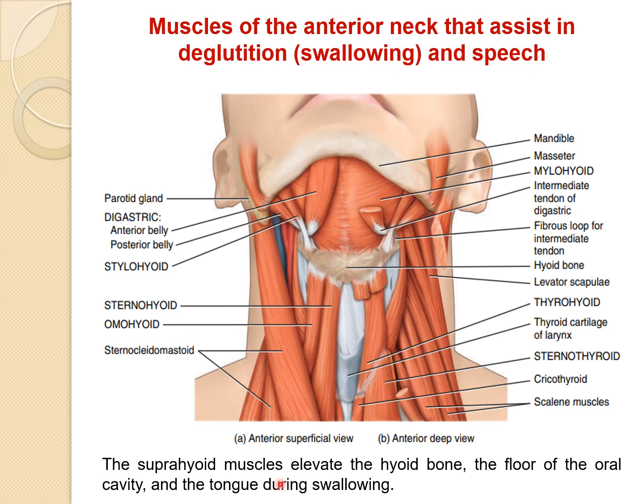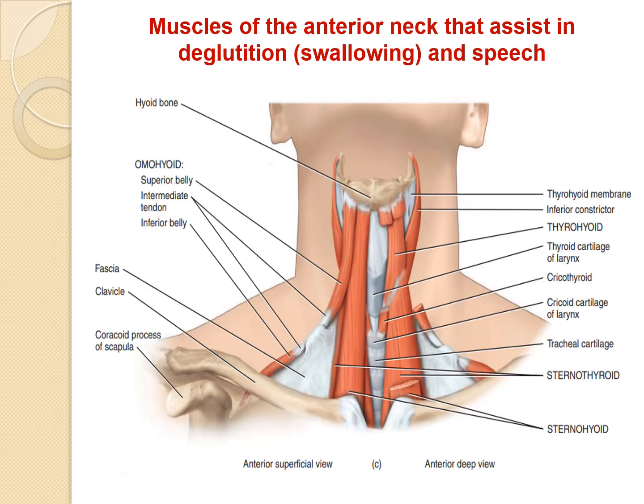The suprahyoid muscles elevate the hyoid bone, the floor of the oral cavity and the tongue during swallowing. Here is the anterior superficial and anterior deep view. These muscles, this one and this one is the sternohyoid. You can see this is the sternum and this is the sternohyoid. This is the thyroid cartilage of the larynx or Adam's apple.